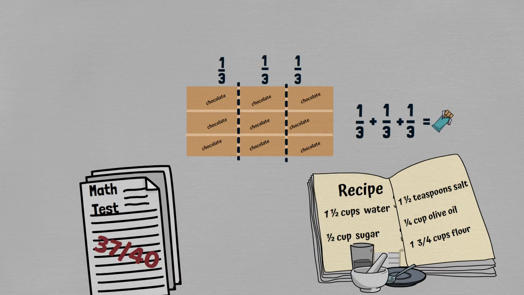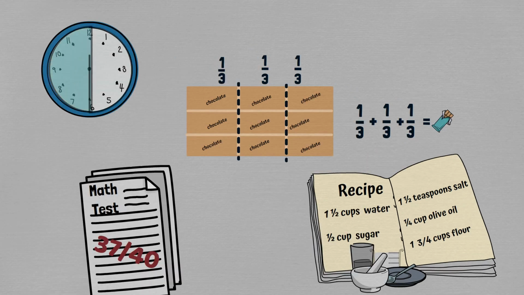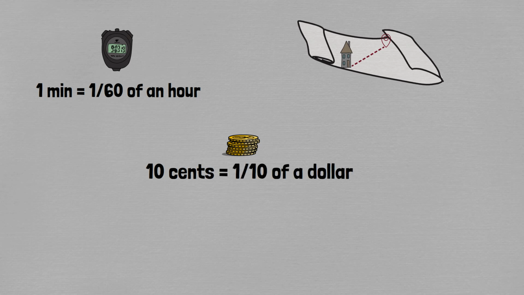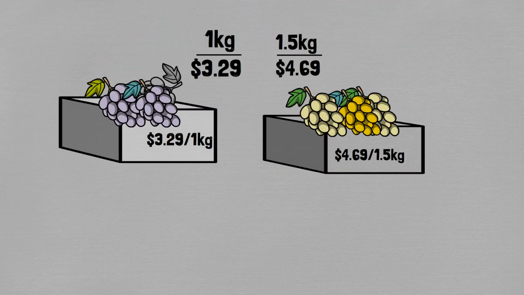Fractions are not just some mathematical abstractions. They are tools for measuring, dividing, and expressing values and quantities present in all aspects of our modern world. Units of measurement for time, money, distance, volume, and so on are simply fractions in disguise. A minute is 1/60th of an hour. A dime is 1/10th of a dollar. A meter is 1,000th of a kilometer.